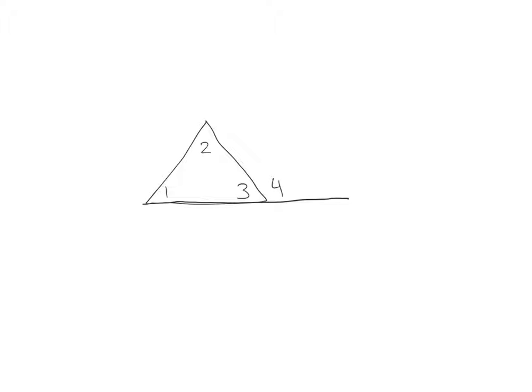We also have the exterior angle theorem, and the exterior angle theorem says specifically that an angle on the exterior of the triangle is equal to the sum of the two remote angles, which means that, in this case, the measure of angle 4 is equal to the measure of angle 1 plus the measure of angle 2.